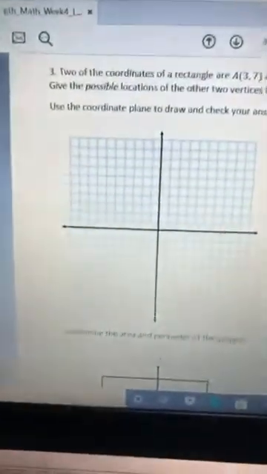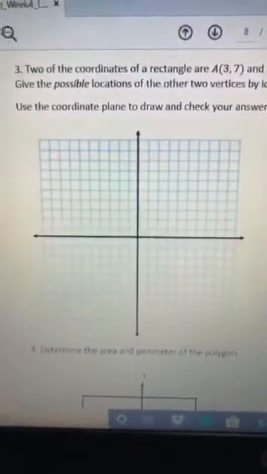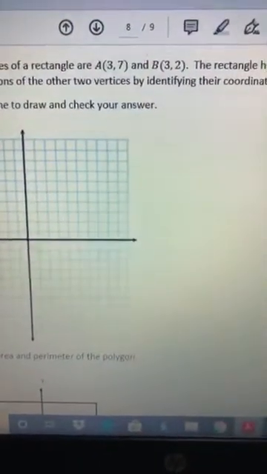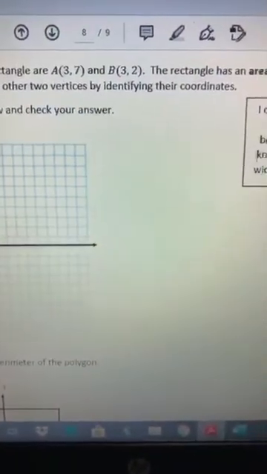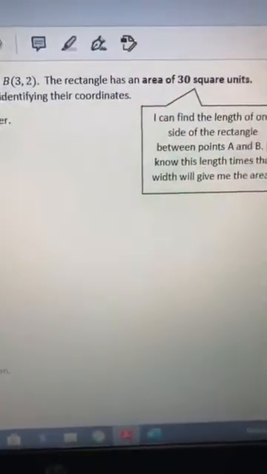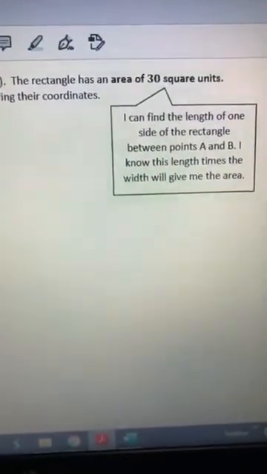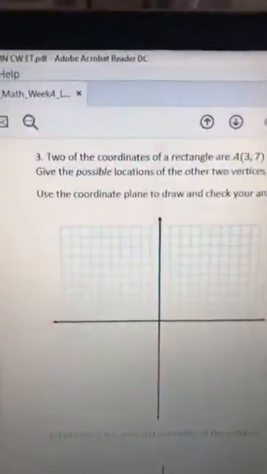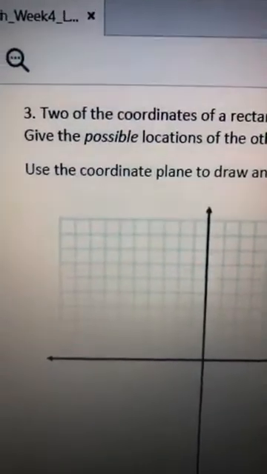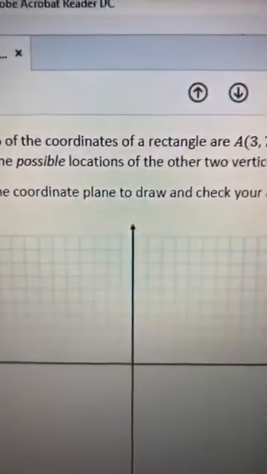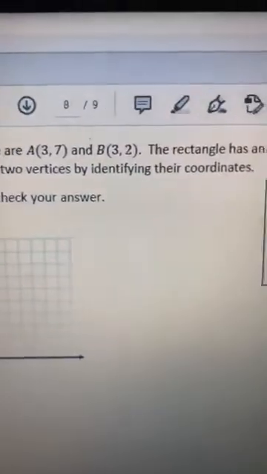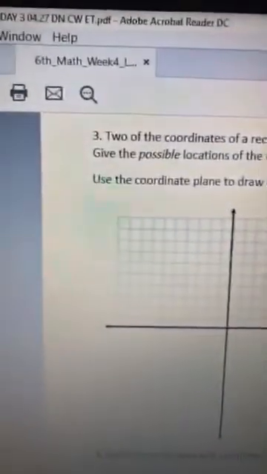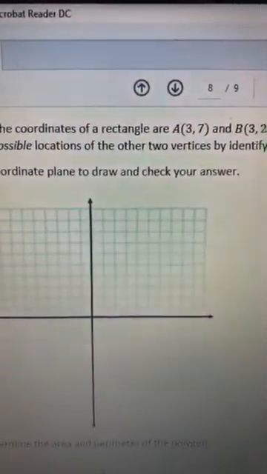Good morning to new students. So now we're on number 3. Two of the coordinates of a rectangle are point A (3, 7) and B (3, 2). The rectangle has an area of 30 square units. So they're already giving you the area of the whole shape. Give the possible locations of the other two vertices by identifying their coordinates. Use the coordinate plane to draw and check your answer.